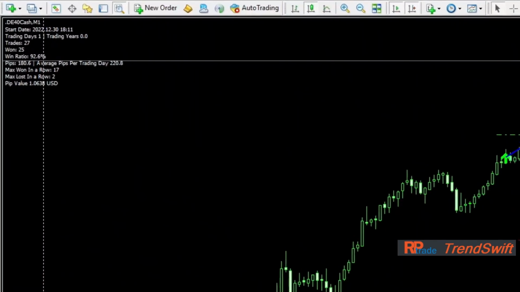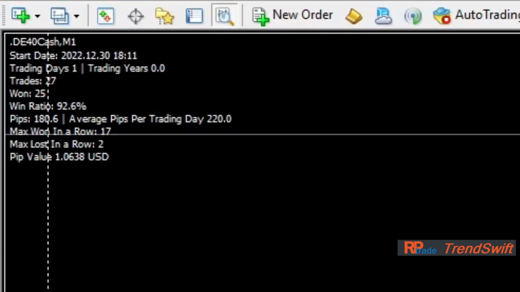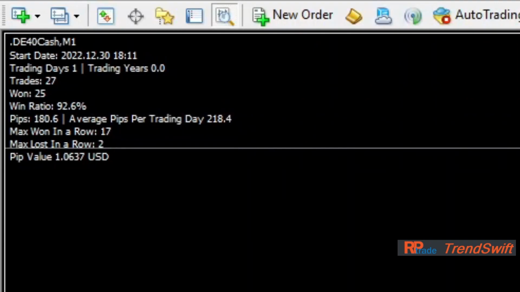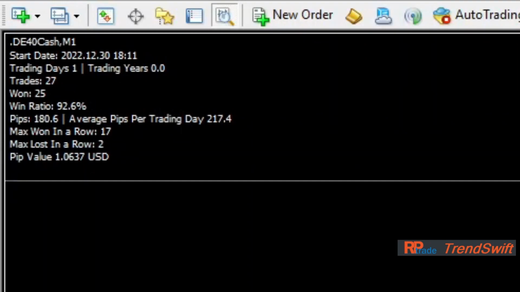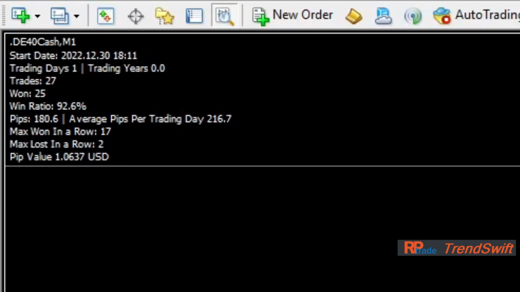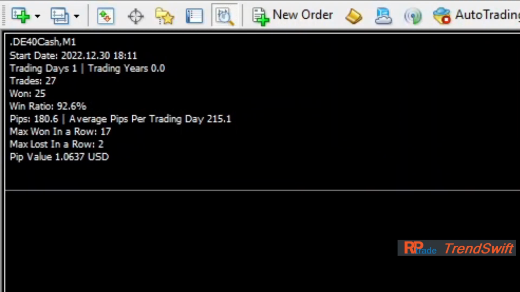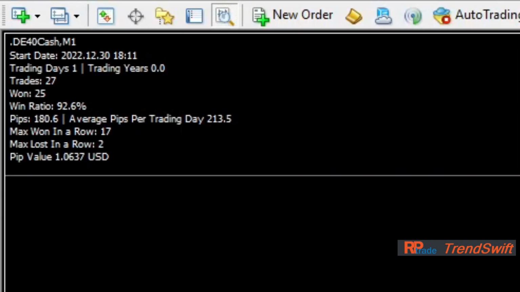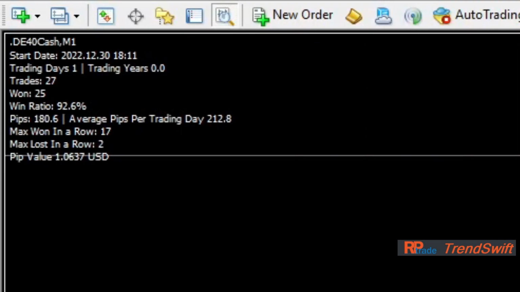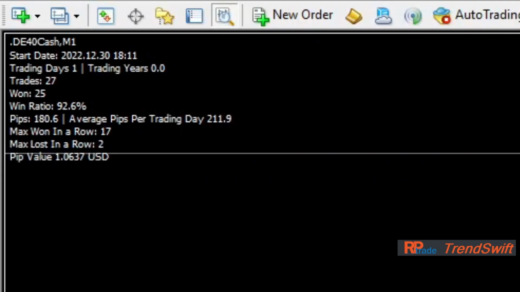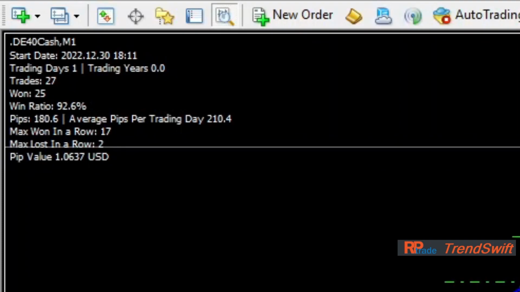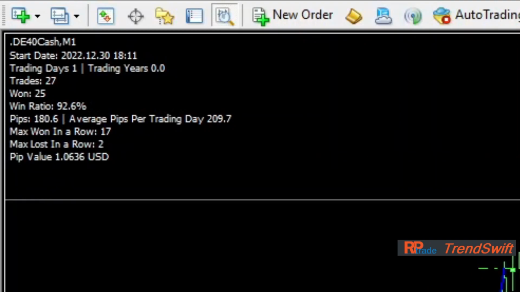At the up left corner some information is displayed: the instrument, here it's German DAX. The start date means the date when the indicator started to work. Then the trading days means the quantity of days the indicator worked. Then the trading years. Trades means the quantity of opportunities of taking trades that occurred. Wins is the quantity of trades that made positive points, spread is not taken in account. Win ratio is the percentage of won trades overall.